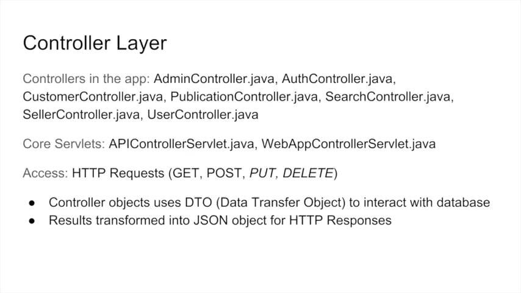And then control objects use DTOs, or data transfer objects, to interact with the database, just as we talked about in the model layer discussion. And then when results are obtained from the DAOs or controllers or DTOs, the results are transformed into JSON objects that can be sent back to the client in the HTTP response.